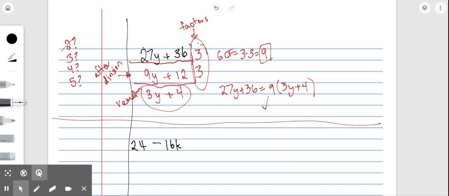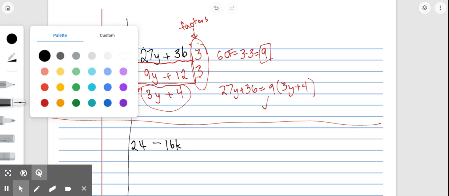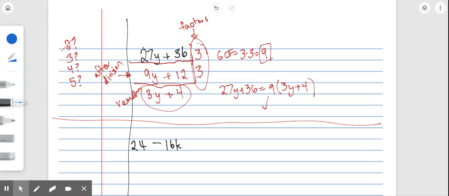All right, 24 minus 16k. So I'm going to use a new color. So again, I'm looking for common factors of 24 and 16. So I'm going to start with 2, because I always start with 2. I look, okay, well, 24 is even, and so is 16. So 2 will definitely be pulled out. Okay, so then 24 divided by 2 is 12, because this over here on the right is the factor, and I divide. I keep the subtraction sign. 16k divided by 2 is 8k.